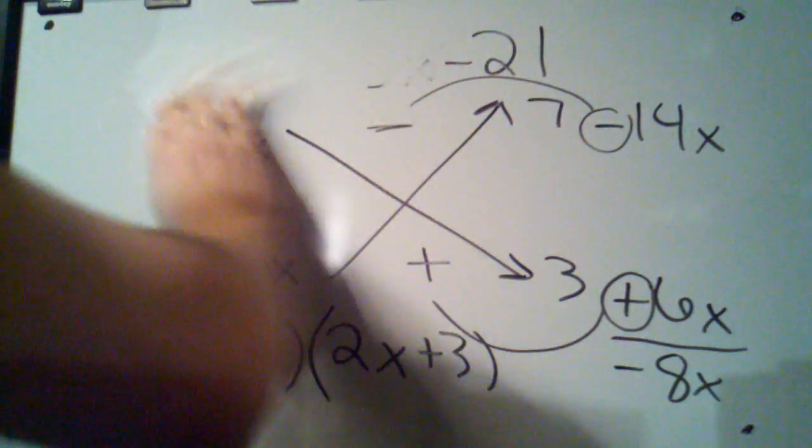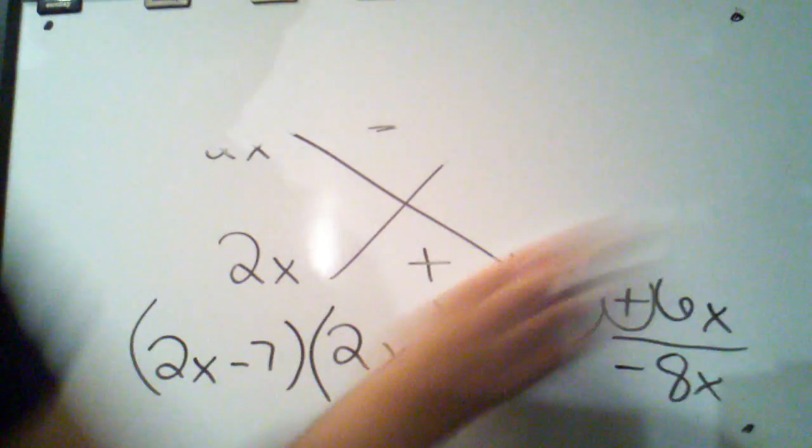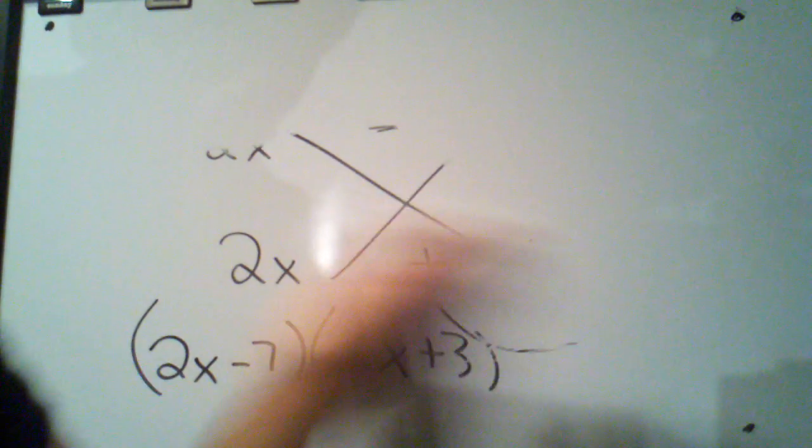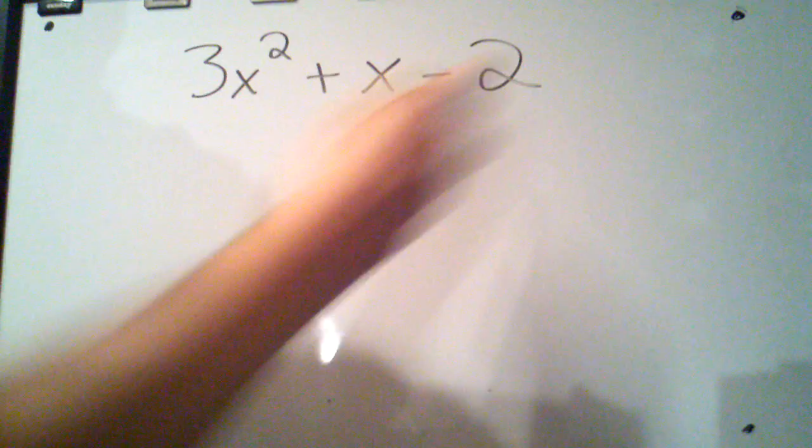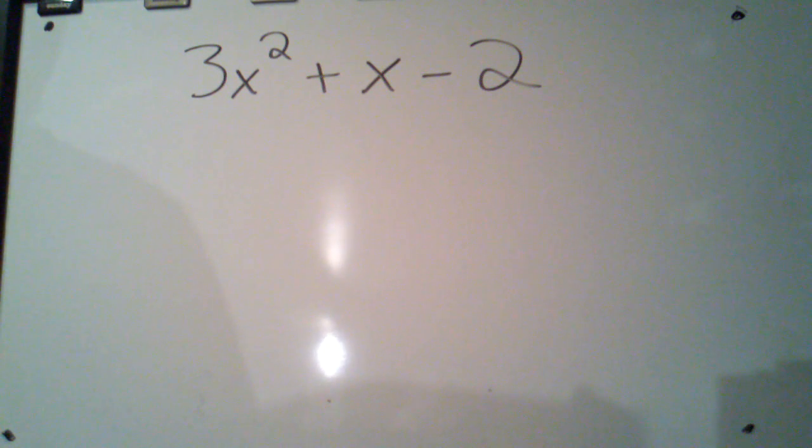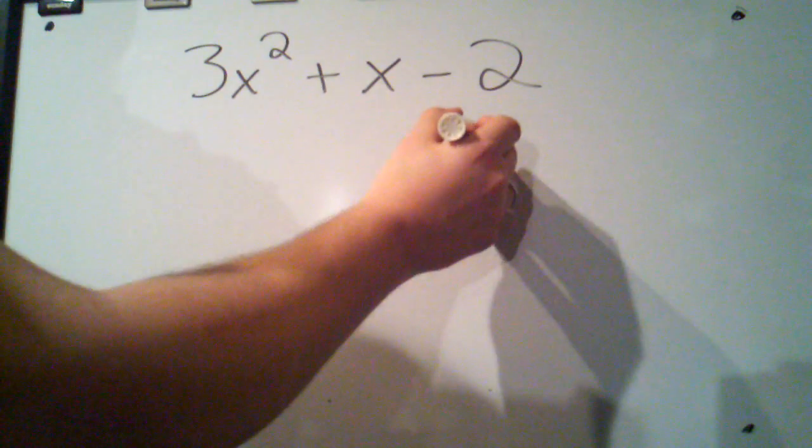I'm now going to erase this. We've seen the crisscross method work. I'm going to show you what happens when you put the wrong numbers in and what to do to fix it. Our next problem is going to be 3x squared plus x minus 2. I'm going to draw myself in a crisscross.